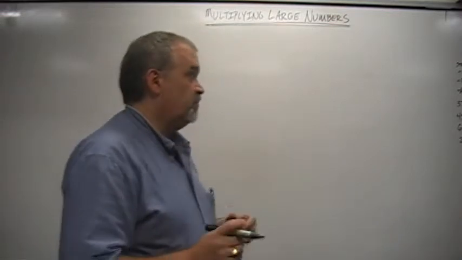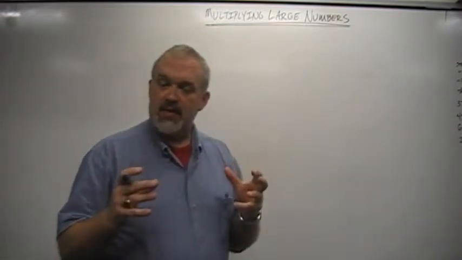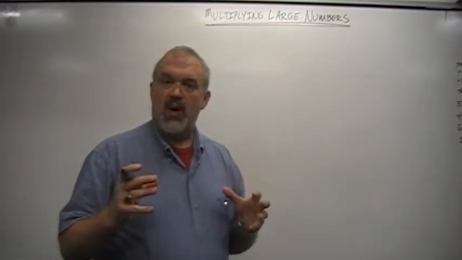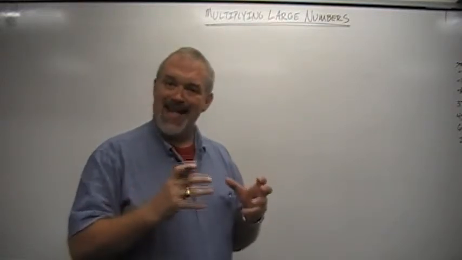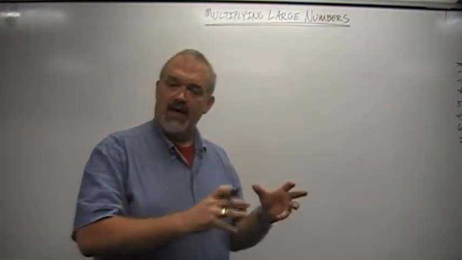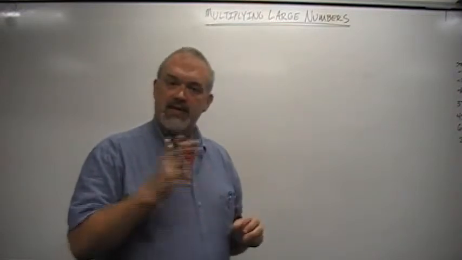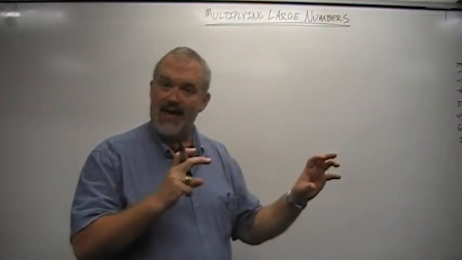Okay, this afternoon we're going to talk about multiplying large numbers. Now, there are a number of strategies that we can use. The simplest one is probably when we're multiplying numbers by 10 or 100 or 1,000 or 10,000. We're multiplying by something with a 1 and a bunch of zeros after it.